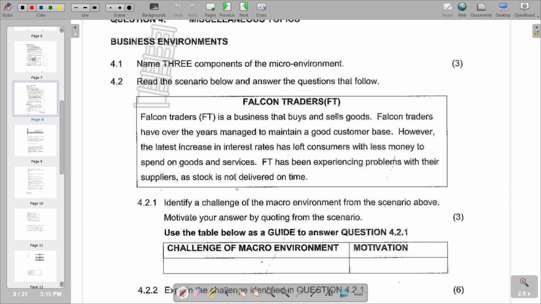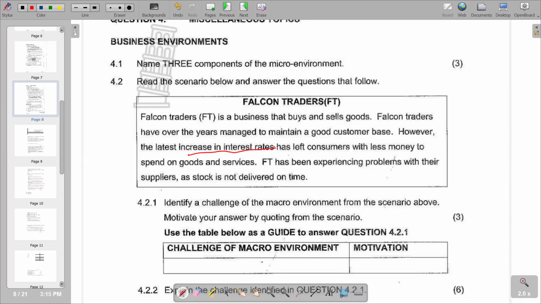The question requires us to identify a challenge, and this sentence reads, however, the latest increase in interest rate has left consumers with less money to spend on goods and services. So the increase in interest rates is a challenge that we can identify. On the challenge of the macro environment, we are going to say increase in interest rates. And on motivation, we state the sentence that we have here, which is where you got the challenge of the macro environment.